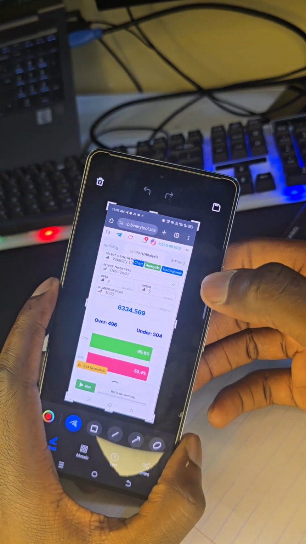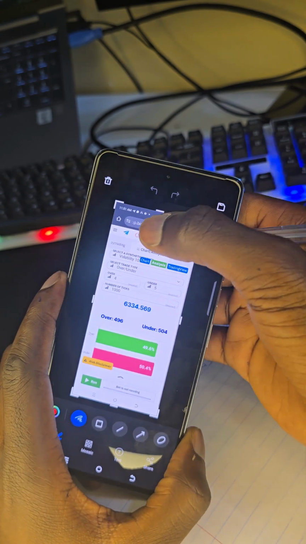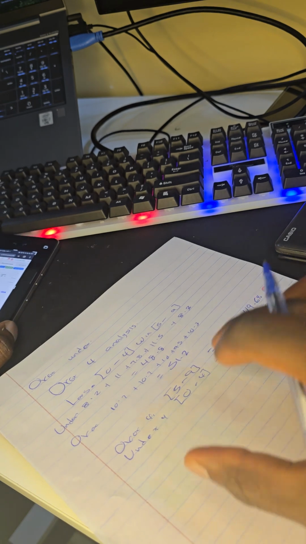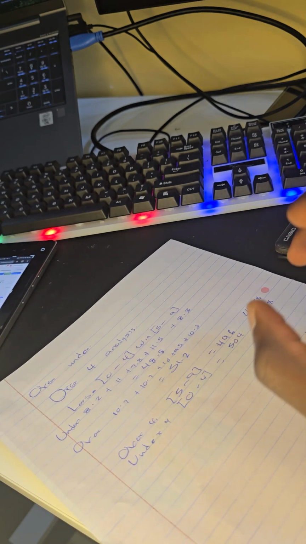So now tumetumikia this analysis tool. So this analysis tool ukipata ni rahisi. So enda tu Google search for Binarytool. So okay, so this is the work of an analysis tool.